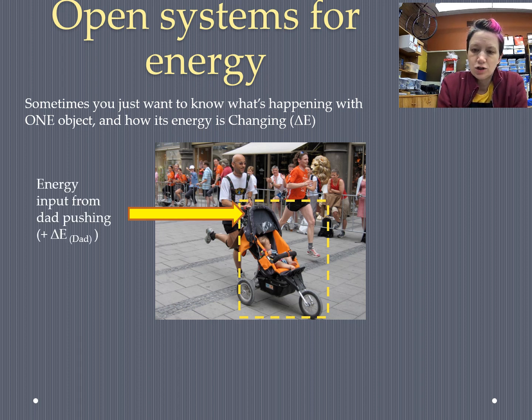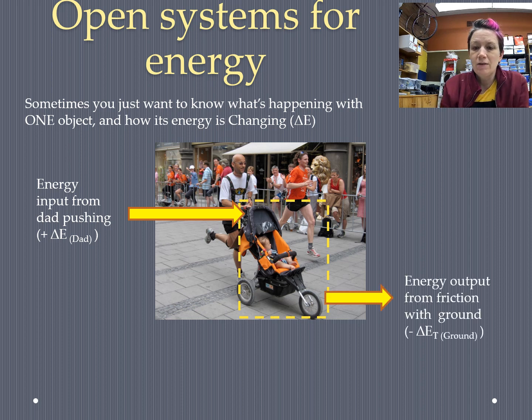The primary energy input, if you remember, we draw energy inputs as arrows going into the dashed box representing the open system, is energy from the dad who is pushing the stroller. Another way to say that energy is changing in a system is delta E. So this is the delta E from the dad. We don't care about where that energy came from in the dad, or the type of energy it is, because it is entering our system, so we only care about its effect on the object in the system.